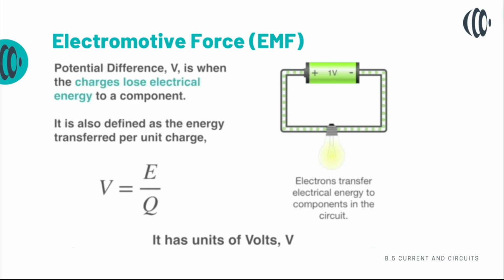The potential difference is also a voltage, but you can imagine that once these electrons, or once this charge is given energy, it deposits its energy, or it uses up its energy at this stage here and travels back to the battery to get more energy again. So instead of gaining energy, which happens here, it loses energy. And this is known as potential difference. In fact, the definition of potential difference V is when the charge loses electrical energy to a component. It's also defined as the energy transfer per unit charge, and it has the formula V equals E over Q. It also has units of volts.